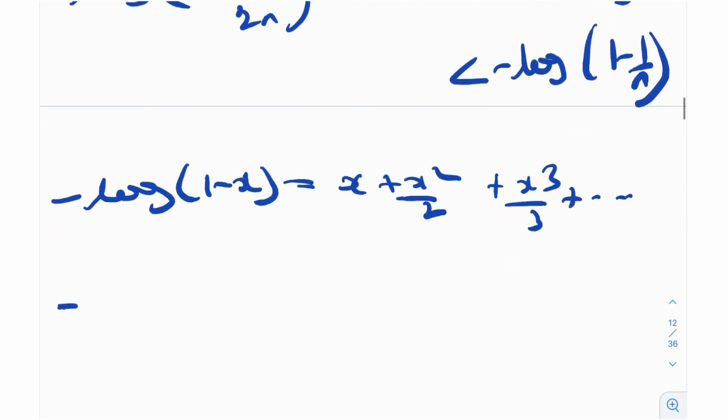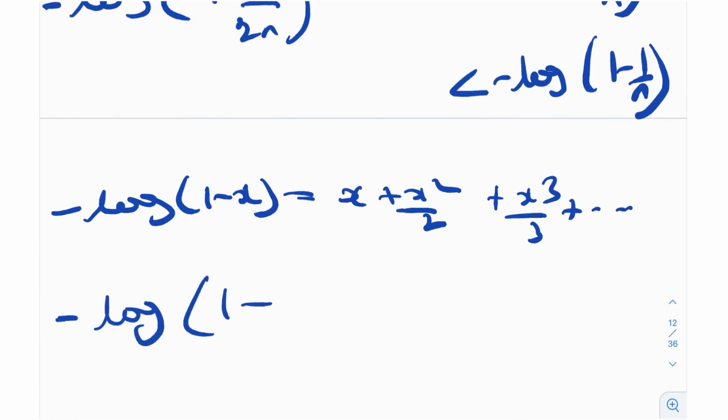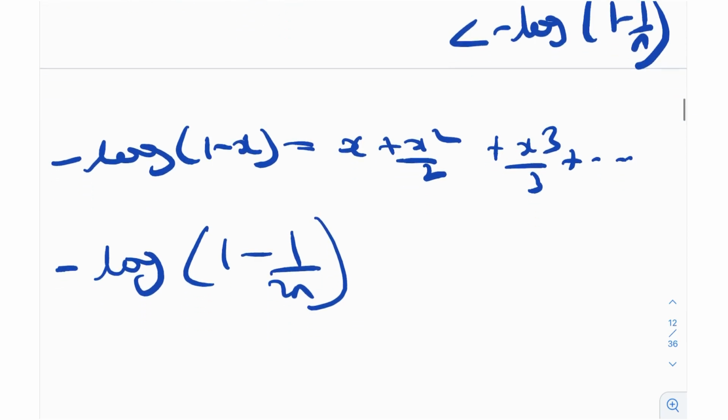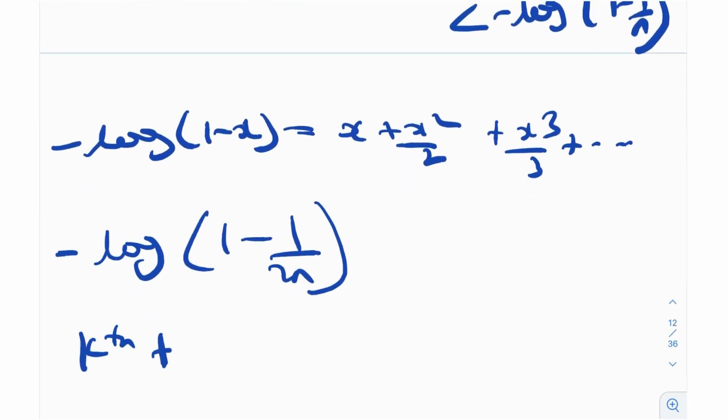For example, if I try to write the Taylor series expansion of negative log 1 minus 1 by 2 raised to power n, or 1 by 2n, you can try this by yourself, but I'm more interested in the kth term. What's the kth term for this log 1 minus x? It's nothing but x raised to power k by k. Because you put k equal to 1, you get x by 1, which is x. You put k equal to 2, you get x squared by 2. The kth term is very clearly x raised to power k by k.